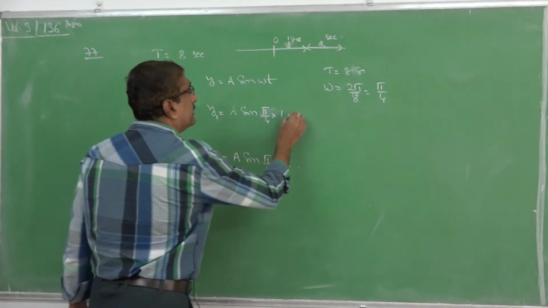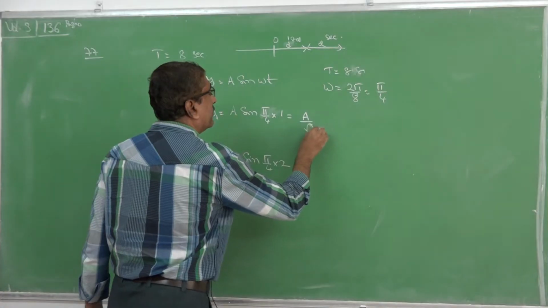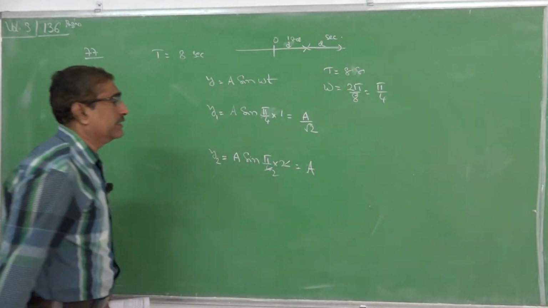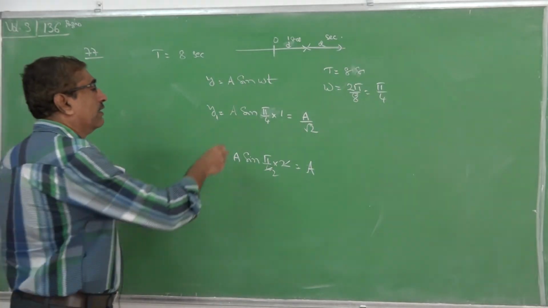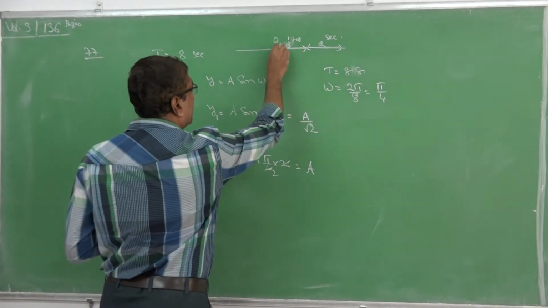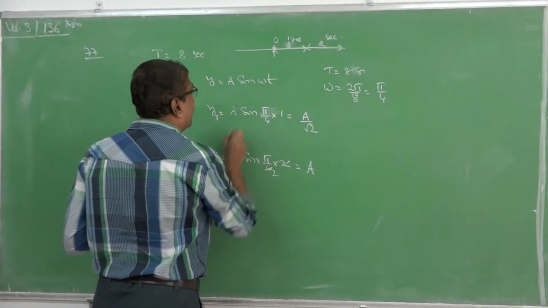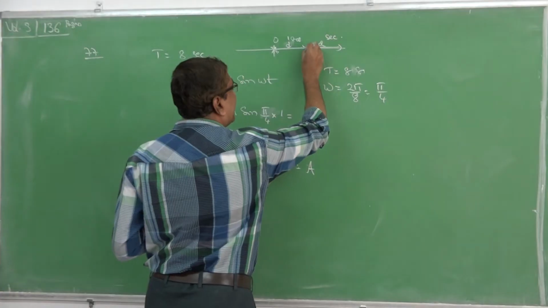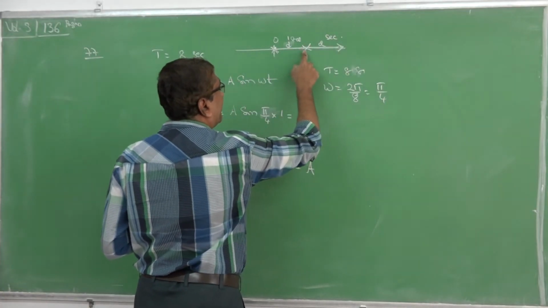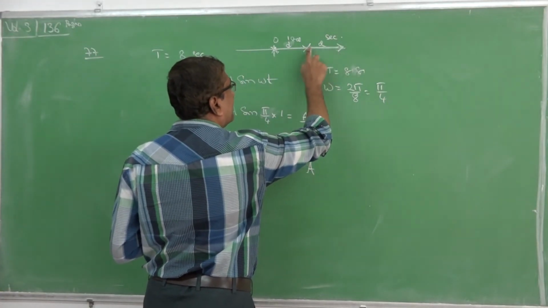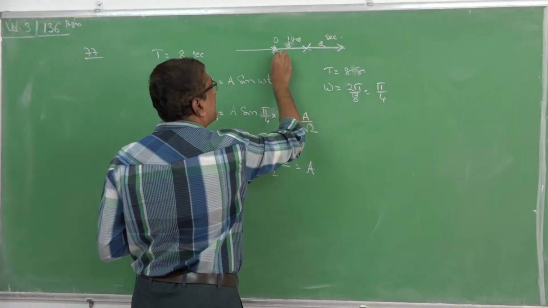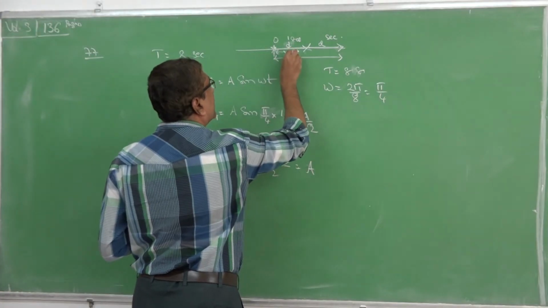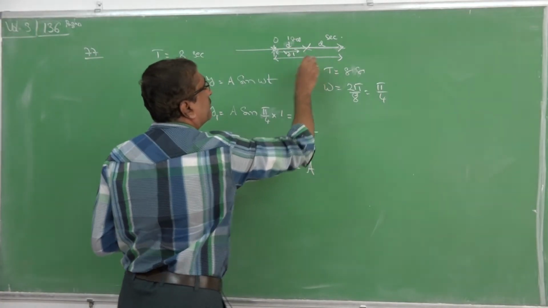And this is a by root 2 because sin pi by 4 is 1 by root 2, and this is sin pi by 2, so a. These are the distances travelled. This is the first second after starting from O and this is after 2 seconds starting from O. Now the distance travelled in the second second, that means this is the end of the first second. Now in the second second means this distance. So this distance is y1, and this distance is y2.